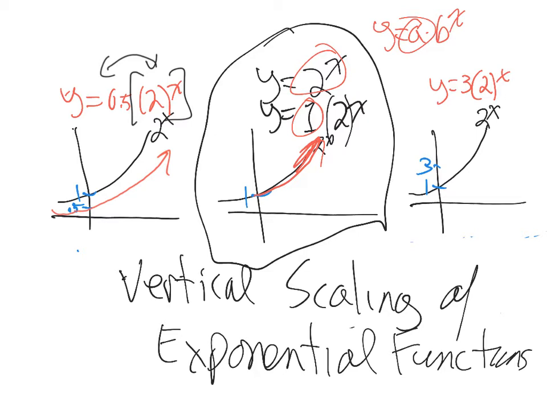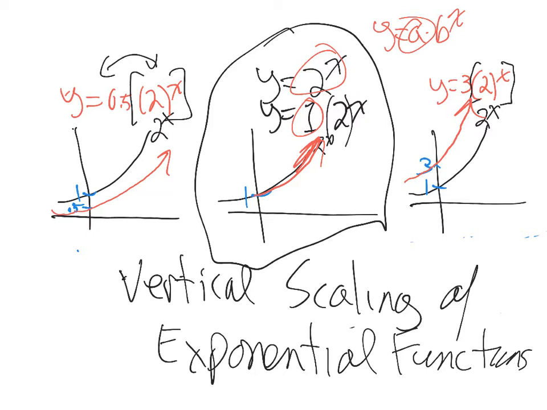Then if we look at this one at the far right, now what happens? Well, now the a value is 3. So I'm taking 2 to the x and scaling it vertically by a factor of 3. That means that on the new graph, the y values are all going to be 3 times that of 2 to the x. So what does that look like? Well, it's always going to be 3 times higher, so it's going to go like so.